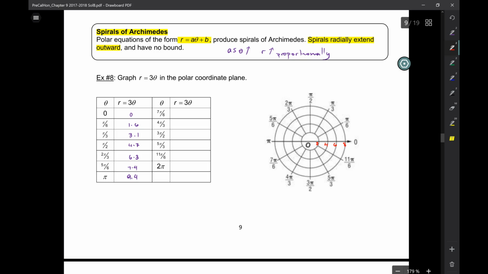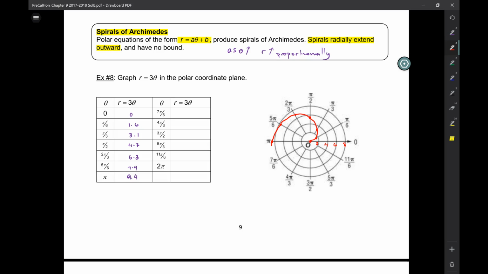Now, when theta is 0, we're at 0. At pi over 6, 1.6. Then 3.1. Then 4.7. Then 6.3, and then 7.4 is somewhere, where's 7.4? At 5 pi over 6. And then at pi it's 9 point something, so it's out there. So look at what it looks like. You see how it's a spiral, and it just keeps spiraling outward and outward and outward.